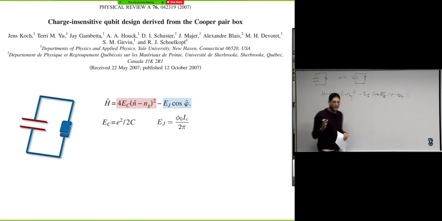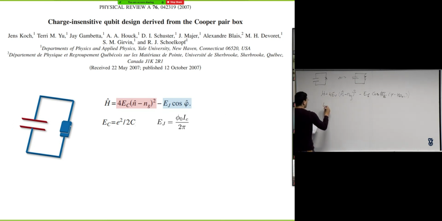Now, the important thing, and this is where we enter the so-called transmon regime, this is the assumption. We're going to take the capacitor to be a large capacitor. What this means is that EJ is going to be larger than EC. This is what is called the transmon regime.